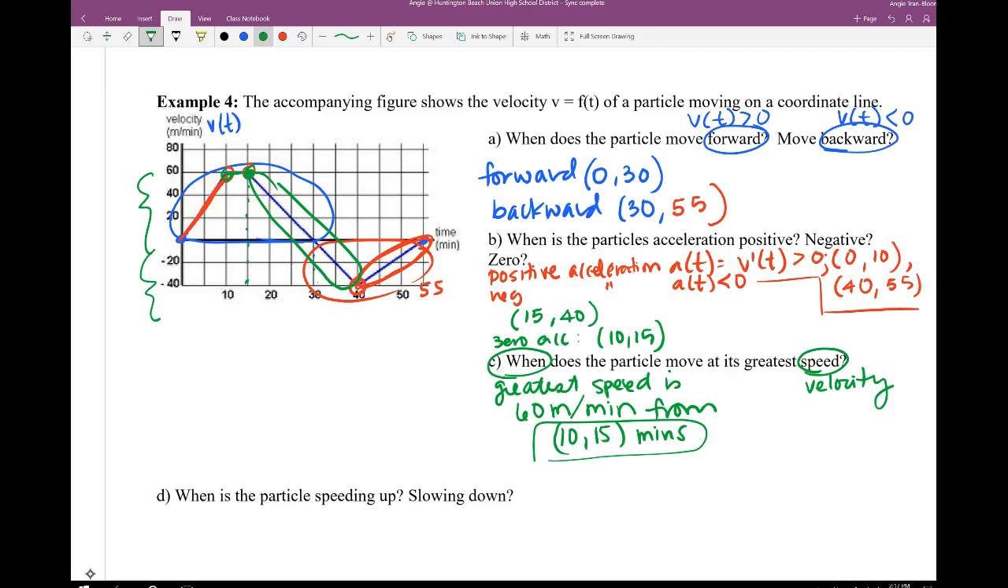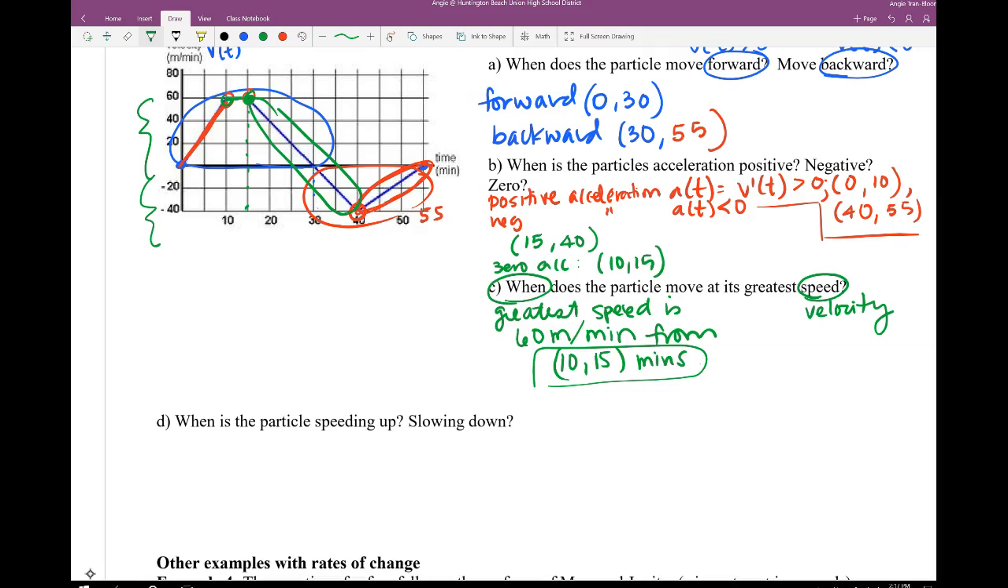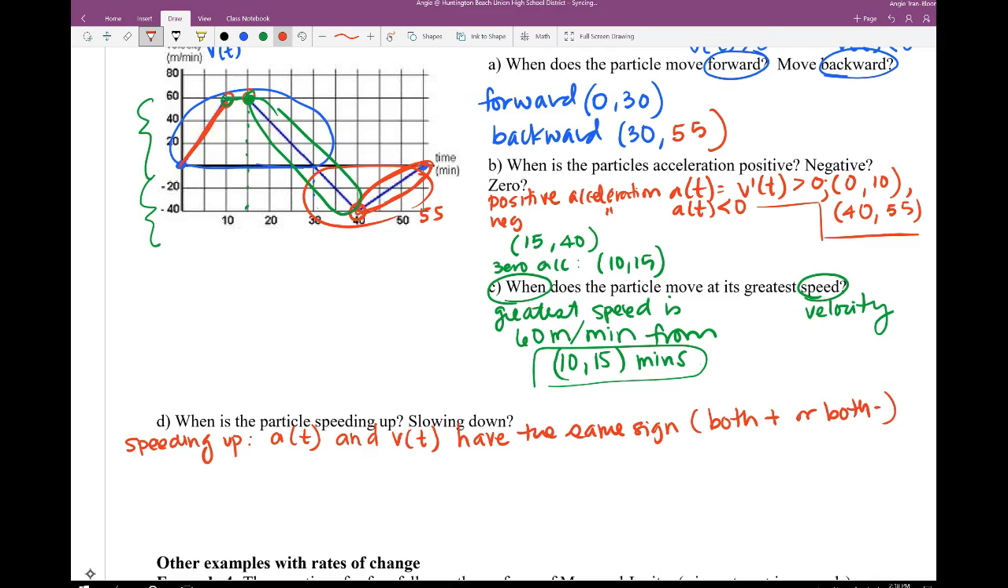When is the particle speeding up and when is it slowing down? Okay, so let's talk about speeding up and slowing down. We have not mentioned this. So speeding up, okay? I'm spelling everything out. Speeding up means both a of t and v of t have the same sign. What does that mean? That means they're both positive or they're both negative, okay? So both positive or both negative.